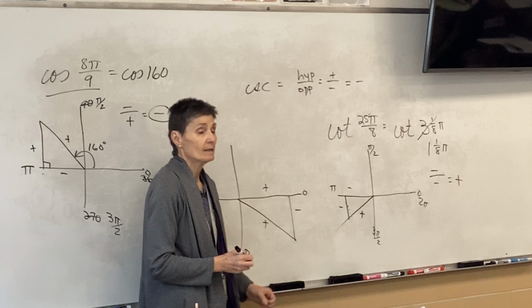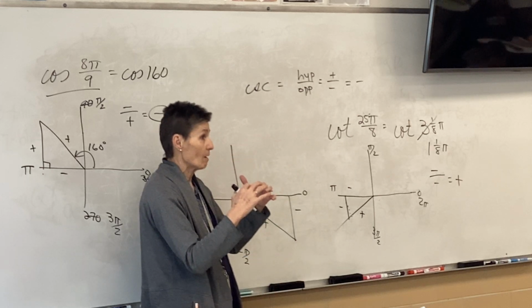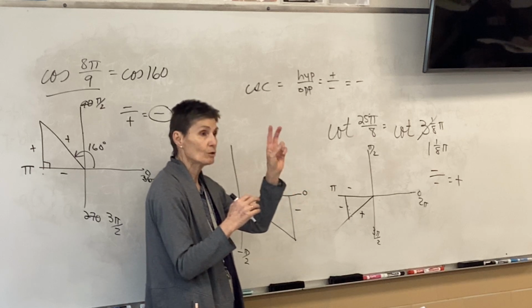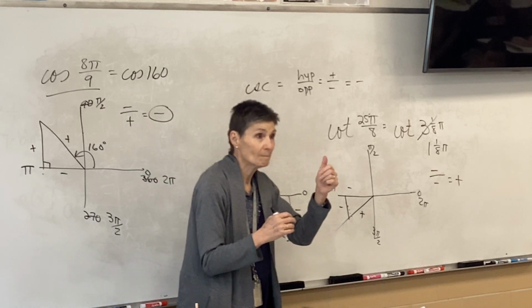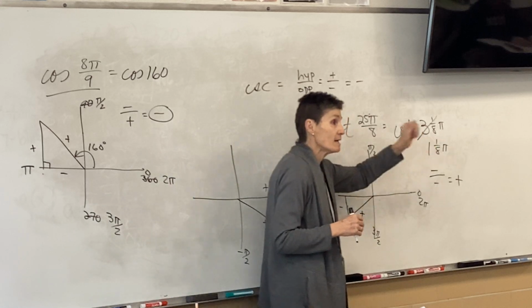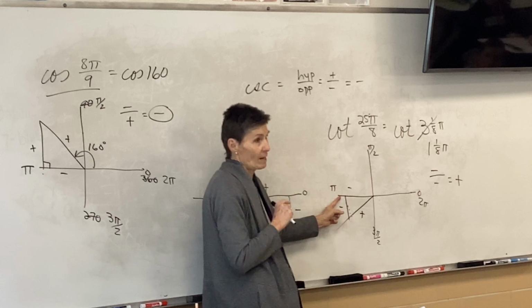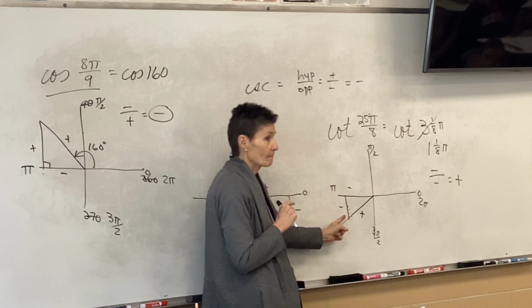25/8 pi is a big angle. So we can shrink it down by getting rid of 2 pi, subtracting 2 pi, and that leaves us with 1 1/8. Remember that a whole pi is halfway around. You're going to need to make it smaller.